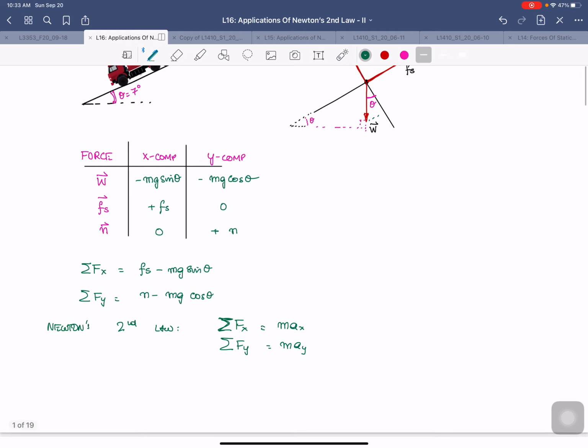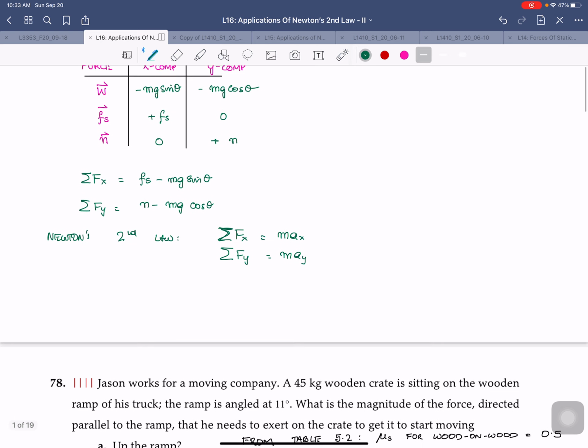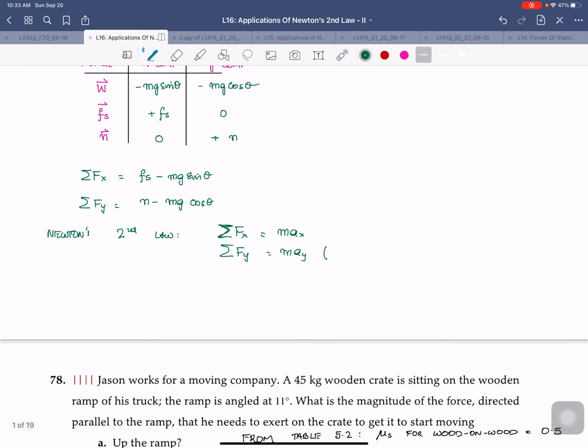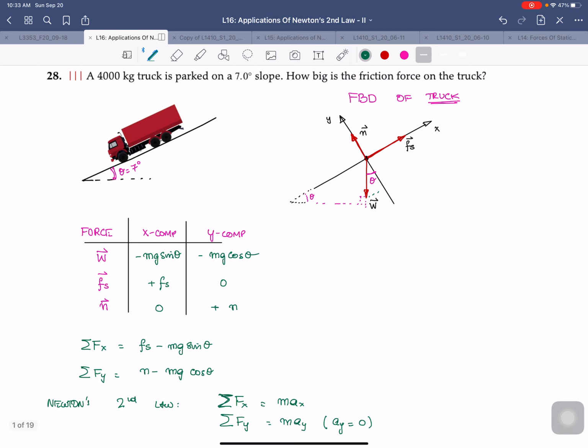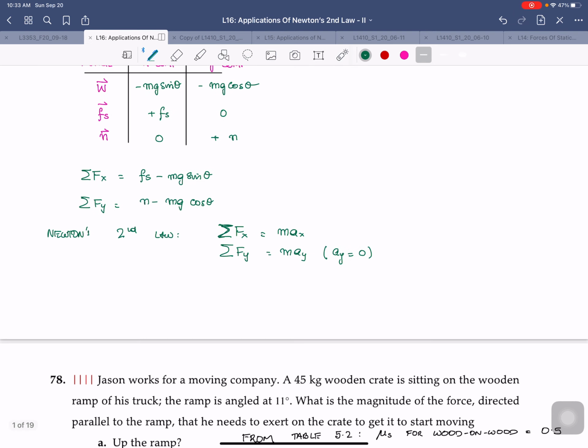We know right away, since the truck is on an incline, it's not leaving the incline. This for sure is zero, even if the truck were to slide down the incline, so the y component of the acceleration is definitely zero. In this case, since the truck is at rest, the x component is also zero.